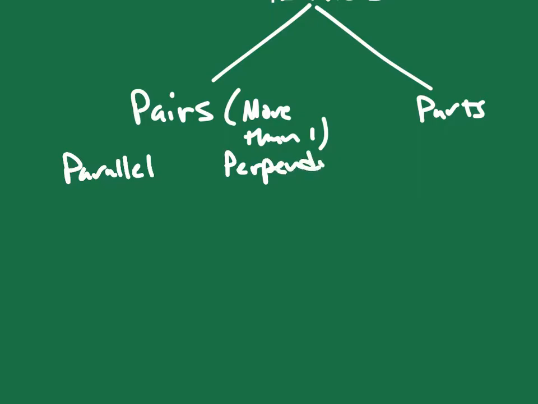Parallel lines are two lines that run side by side next to each other and don't intersect. If I were to show that two lines are parallel, I use an arrow on each of those lines to show that these are two lines that will never intersect. So let's write that real quick.